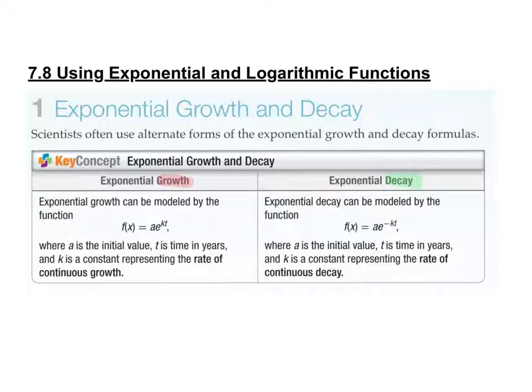Very good. Constant does start with a C. In this formula, it's K. All right. Questions about the formula? We're going to go through 3 examples today. One of them we're going to find K first, and then later on we're going to use K.